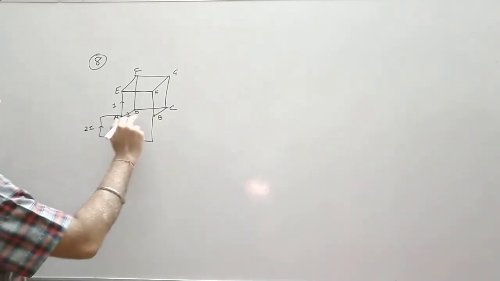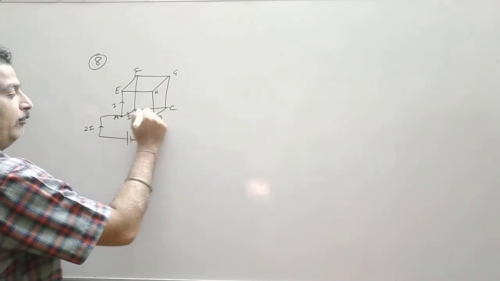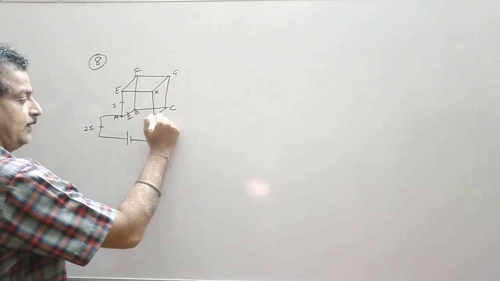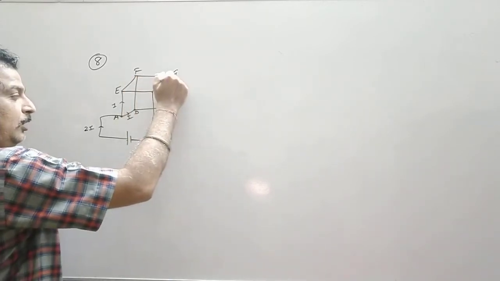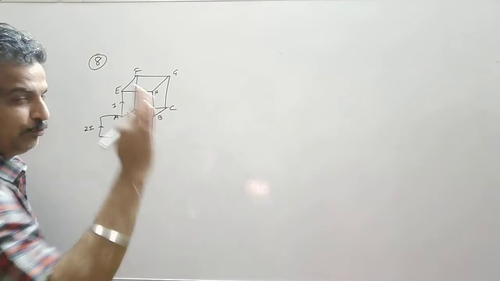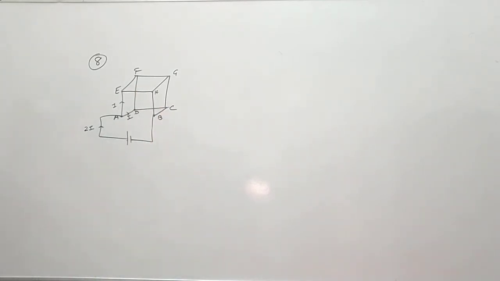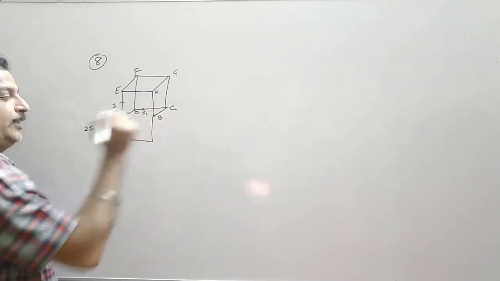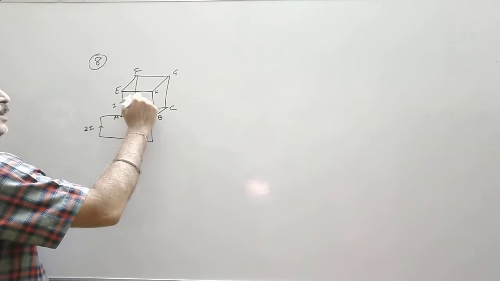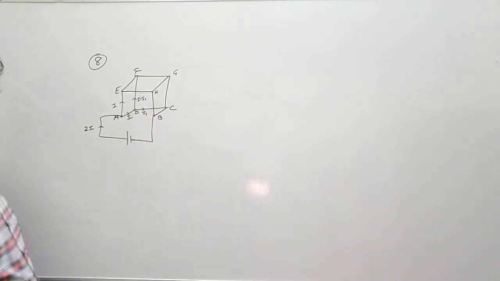Now at D, again we have two paths: one is DC, CB. Then DF, the shortest route, FG, GC, CB, that is 4. So in this situation, the current will not be divided into equal paths. So we have to introduce one variable, let this be I1. So this becomes I minus I1.